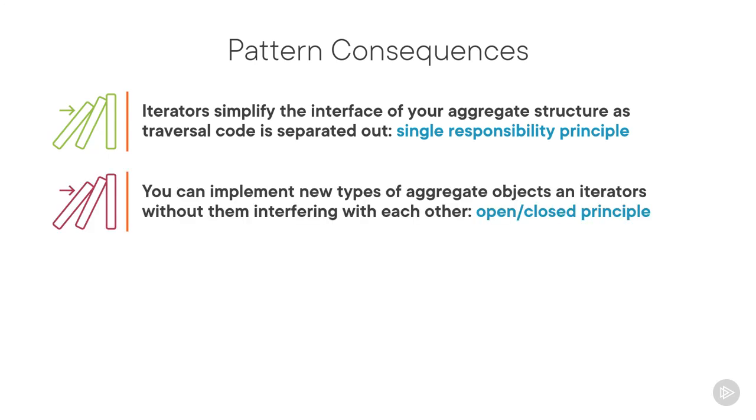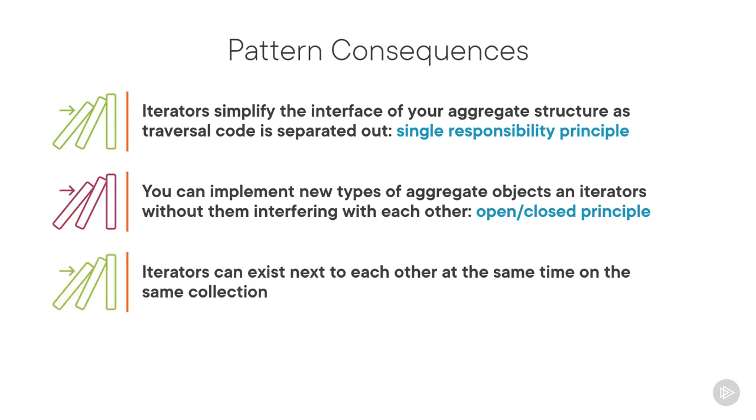You can implement new types of aggregate objects, and iterators can exist next to each other at the same time on the same collection. In other words, you can be traversing a collection with an alphabetical iterator at the same time as you're traversing it in the order items were added. As the iterators store their own position, they won't interfere with each other.